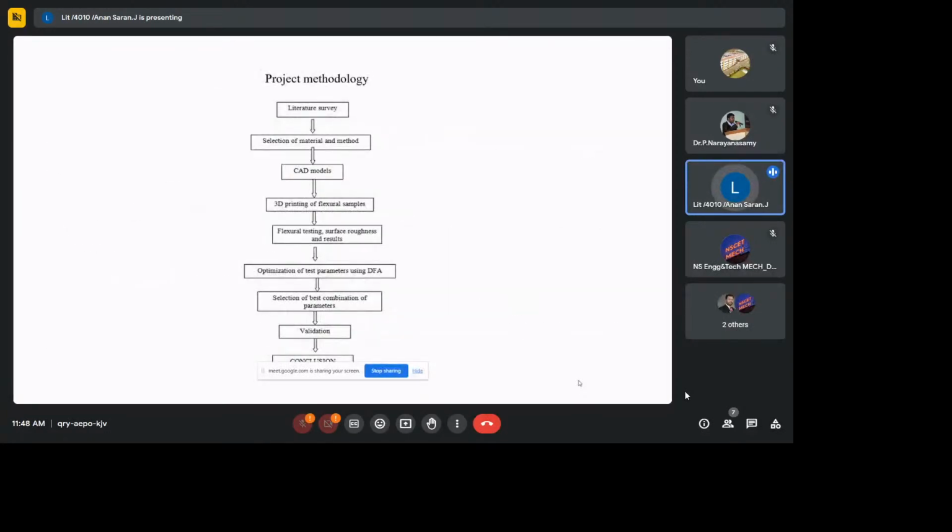And these are the methodologies, sir, the project methodology. Literature survey, selection of method, we select the material and CAD model, then 3D print the samples, then flexural testing and surface testing, optimization of parameters using DFA, and selection of the best combination that we have chosen, and validate.